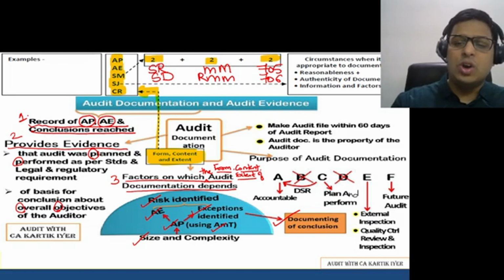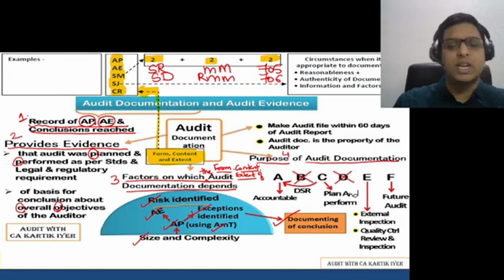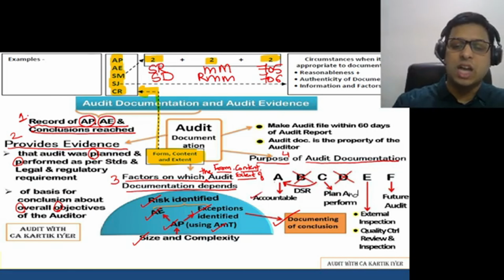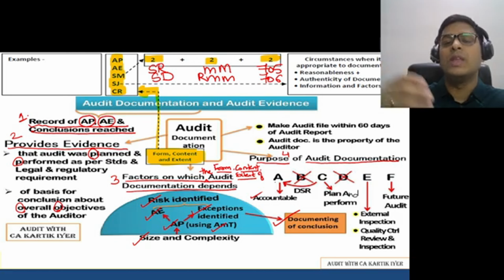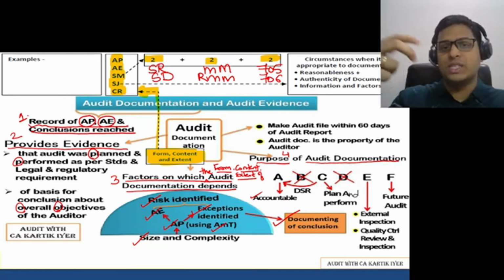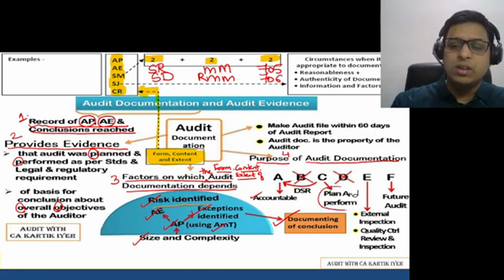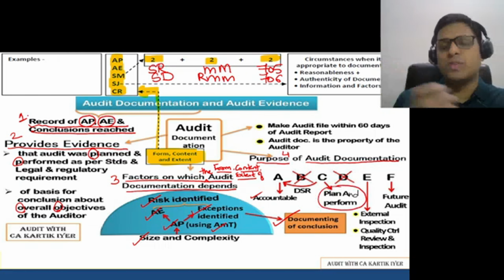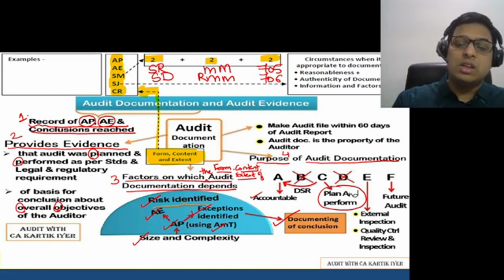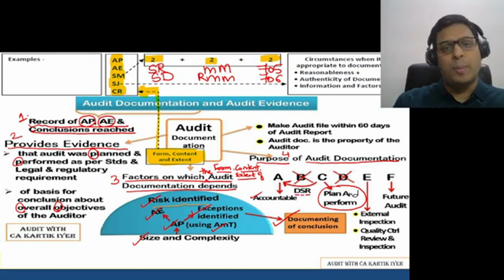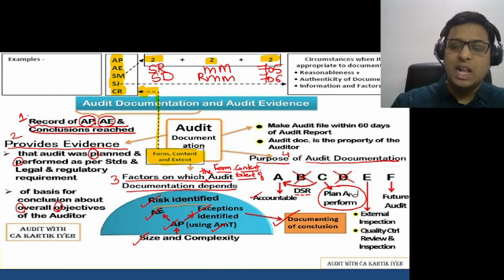Your answer number 4 is nothing but purpose of audit documentation. So what is the purpose of audit documentation? Let's go for it. First is audit documentation makes the person accountable. So if in the audit documentation you have written a person's name that this person has to do the work, then he becomes accountable. The work can be nicely planned and performed if the audit documentation is there in place. The direction, supervision, and review can be done properly if audit documentation is there in place. It helps in external inspection, it helps in quality control review and inspection, and finally it helps in future audit.